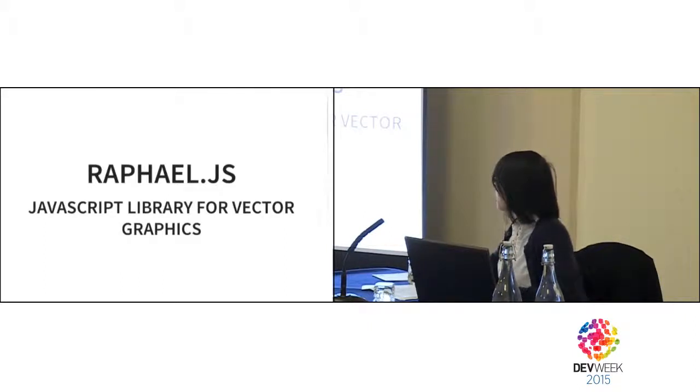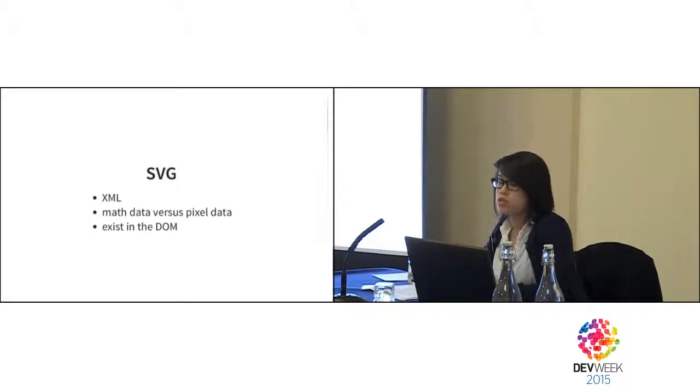Next framework that I'm going to talk about is RAPHAEL.JS, and it's described as a JavaScript library for vector graphics. RAPHAEL.JS creates SVG elements. So SVG is an XML. How many people know what SVG is? Okay, so I'll speed through.